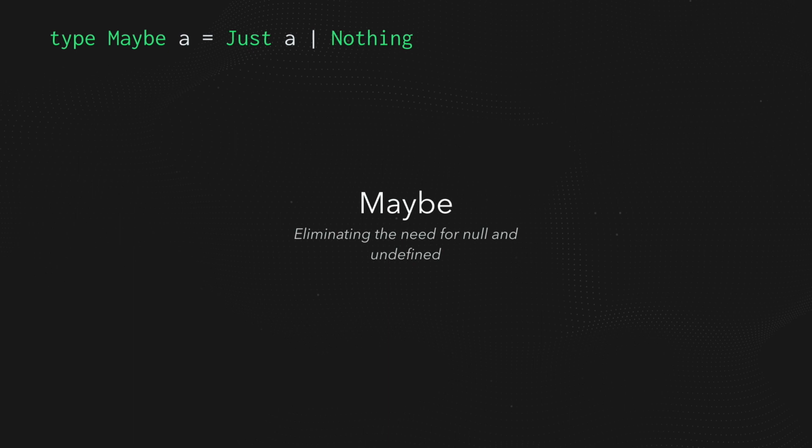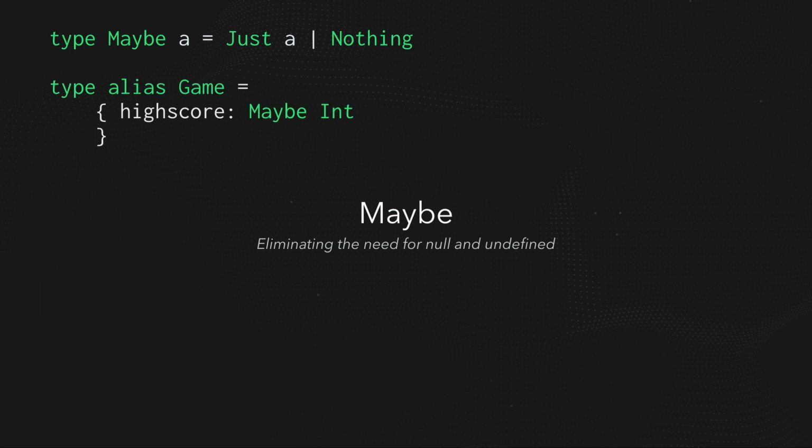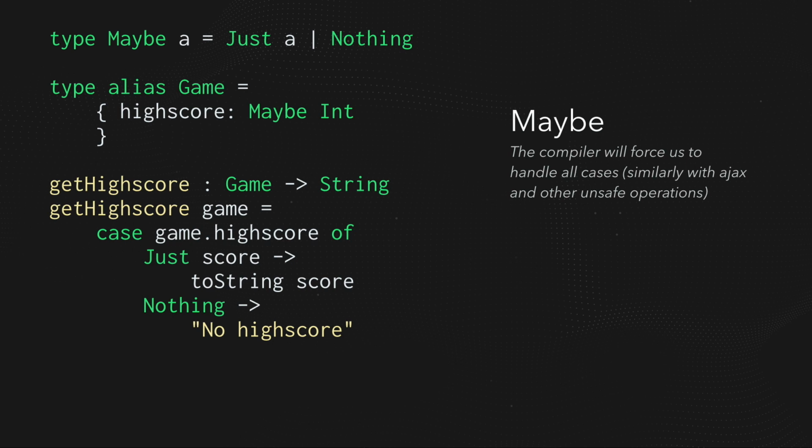And let's see an example of how you'd use this. Let's say you are creating a game. And before you finish the game for the first time, you don't have a high score because you need to complete the game to have a high score value. And once you complete the game, you'll have a value there. So you could be a maybe int. Either you have just int or nothing. Then you could create a method to extract that value. So you would pattern match on game.highscore, and that's either just and the int or nothing. And you'd return different things depending on which of the two different values of the type maybe you would have.